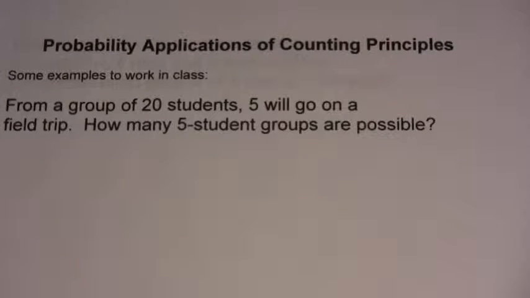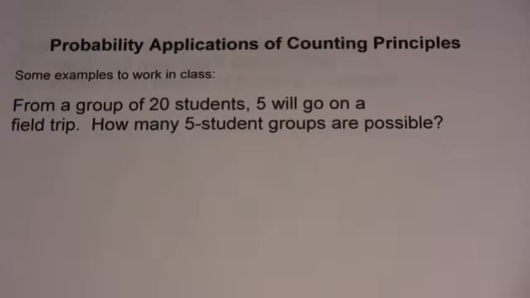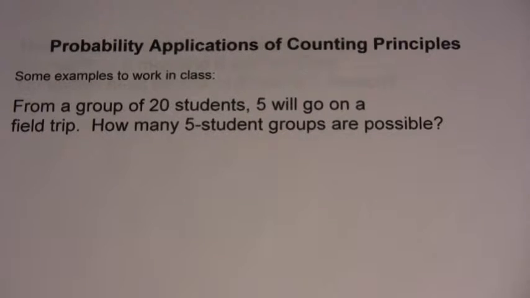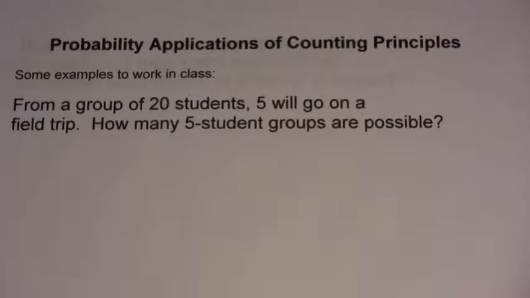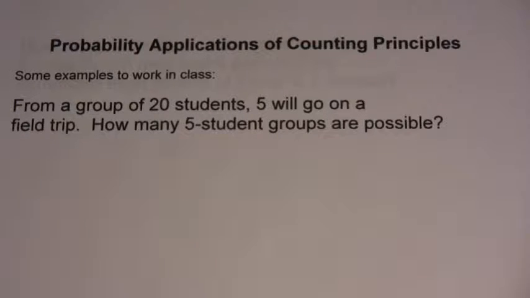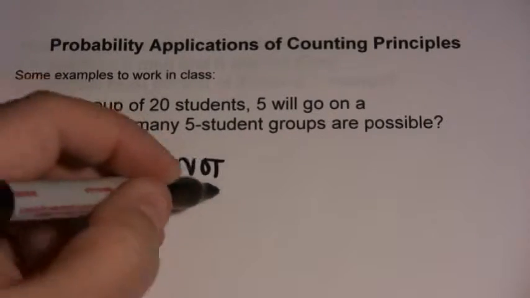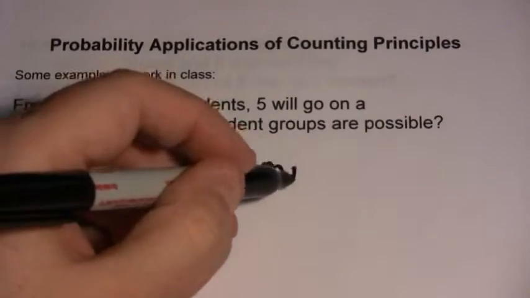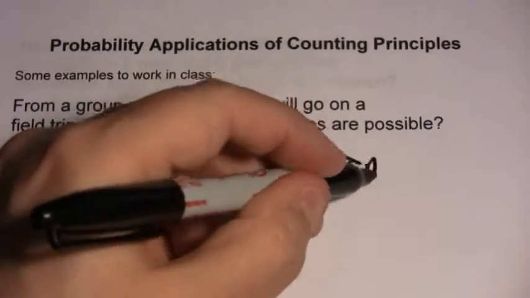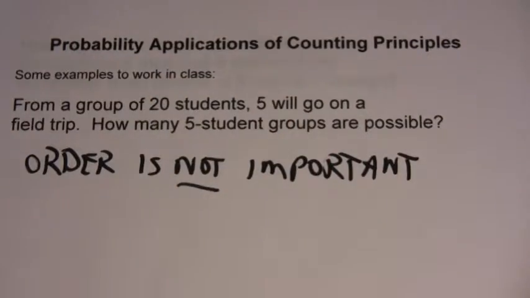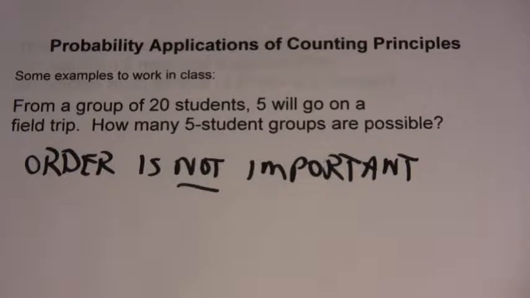Another problem. From a group of 20 students, 5 will go on a field trip. How many 5-student groups are possible? And this is just a plain vanilla combination problem because order doesn't matter. It's not important what order you choose them in. And whenever that's the case, and you're just doing a straight count like this, it's going to be a combination.